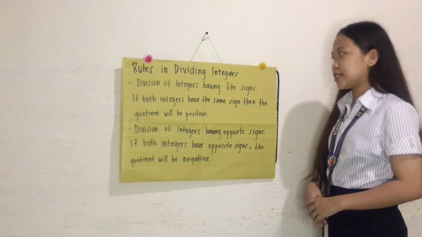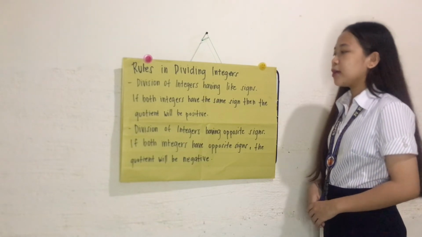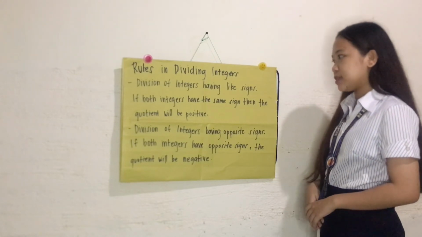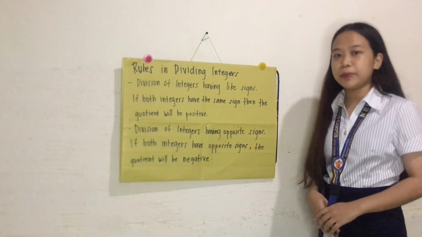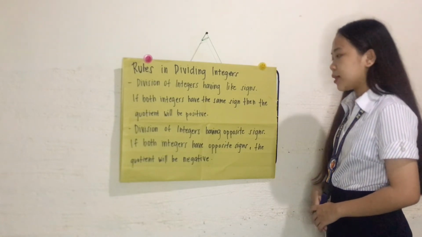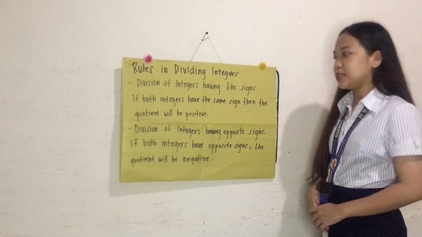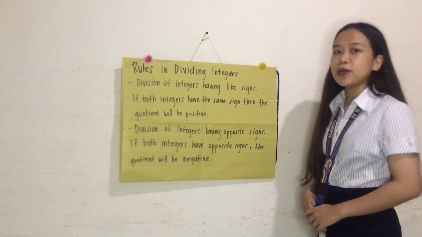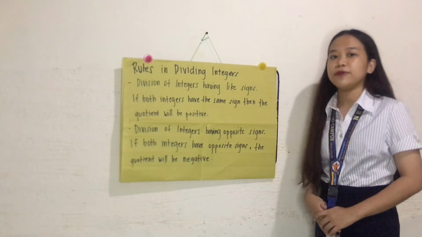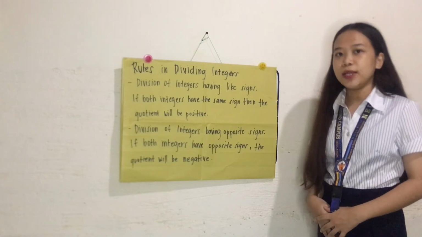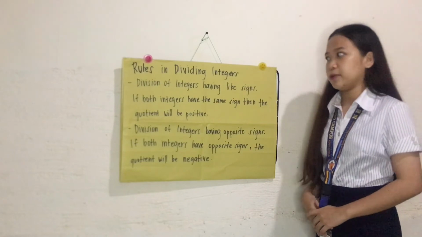Division of integers having like signs. If both integers have the same sign, then the quotient will be positive. Division of integers having opposite signs. If both integers have opposite signs, the quotient will be negative. Okay, now let's move forward to the examples.